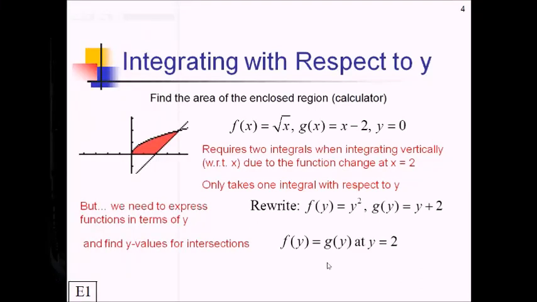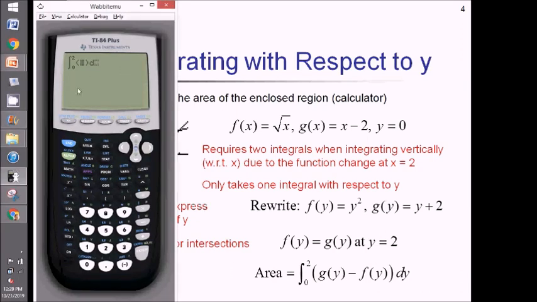So now I'm going to have an integral when I'm finding this area from 0 to 2 of, well, I have to do right minus left at this point. So that's going to be g of y minus f of y, and then don't forget we have a dy in this one because we're integrating with respect to y. Let me put this in the calculator now.